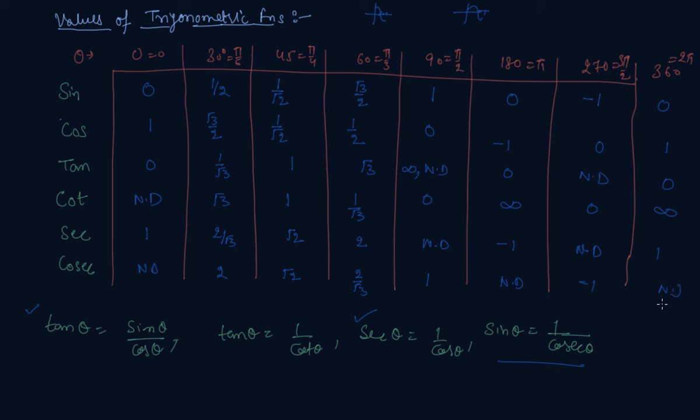So students, these are the values of all the trigonometric functions at important points: theta equal 0, theta equal 30, 45, 60 degree, 90 degree, 180 degree, 270 degree, and 360 degree. Okay students, I hope that you all will remember these values by heart.